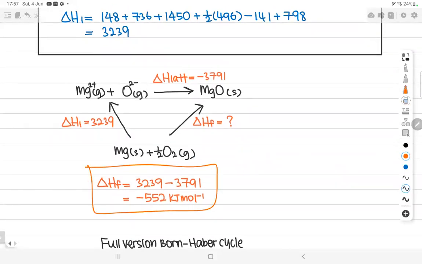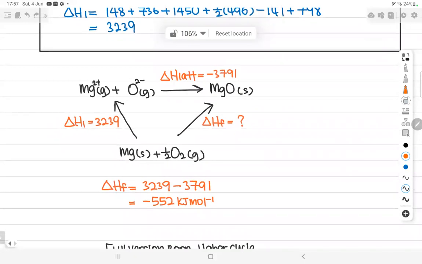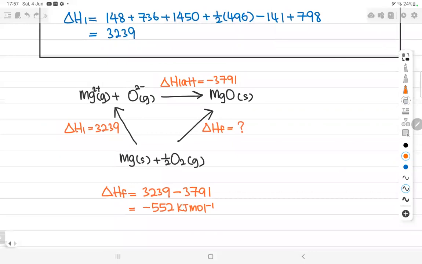So by doing that, I already obtained the final answer for the enthalpy of formation. My enthalpy of formation is -552. Not to forget, when you do chemistry calculations, please, please, please do not forget to put in your unit, kilojoules per mole. All right? So that is how it works. Can you type in the chat box and let me know, are you okay with how this calculation works?